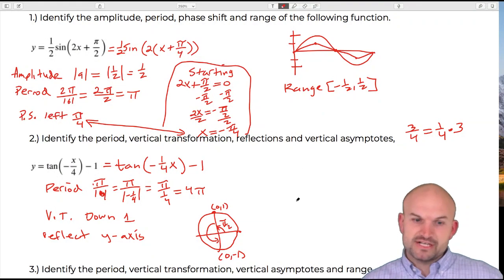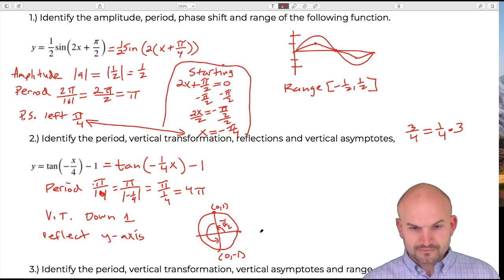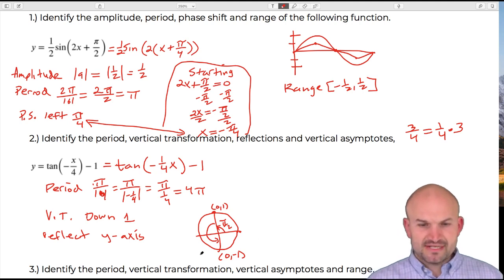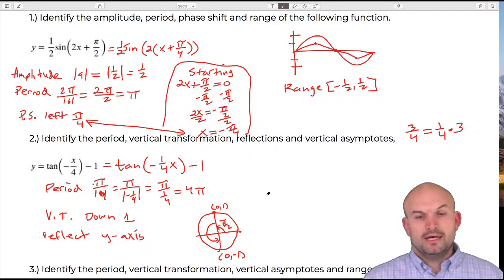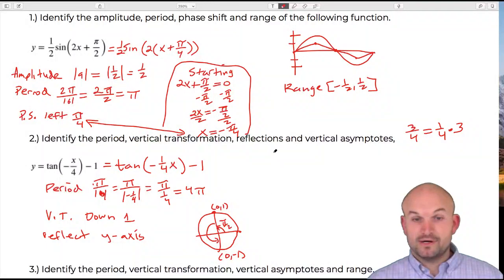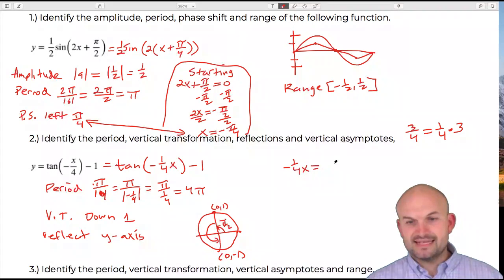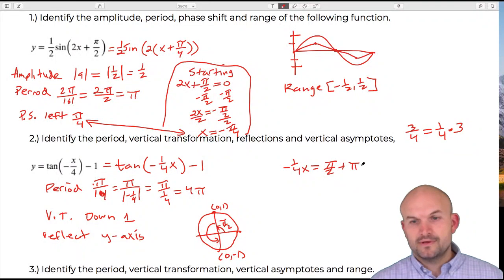But let's go ahead and finish on the quiz. So we have pi/2 and we have 0, -1. So it's undefined, so those two values are where the asymptotes are going to be occurring. Therefore, all we're going to do is take what's inside of our function and set that equal to our asymptote equation, which was pi/2 plus pi n.